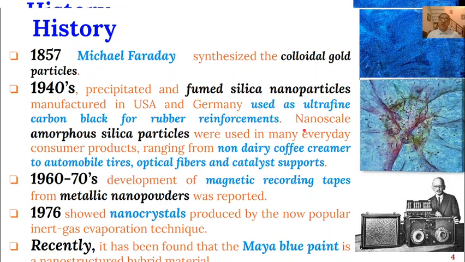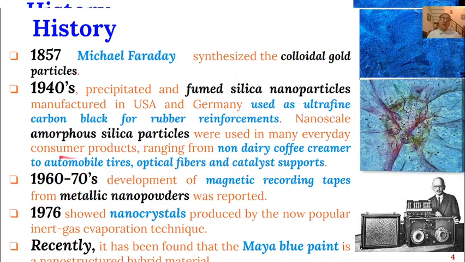Then nanoscale amorphous silica particles were used in many everyday consumer products, ranging from non-dairy products to dairy products like coffee creamer, to automobile tires and optical fibers. They were also used as catalysts.